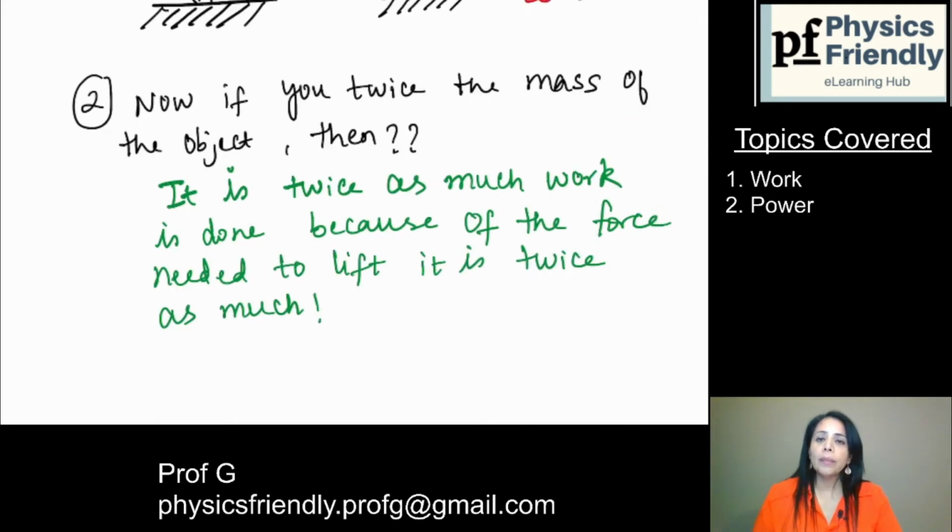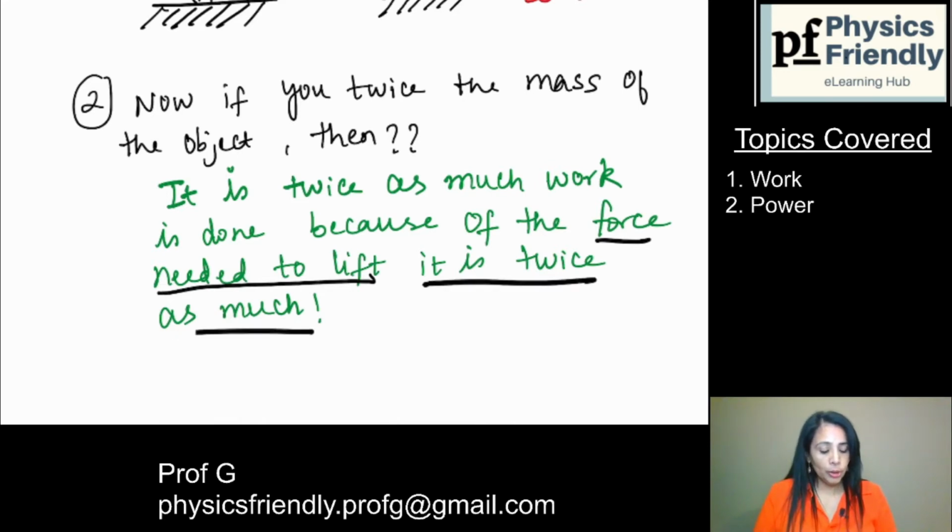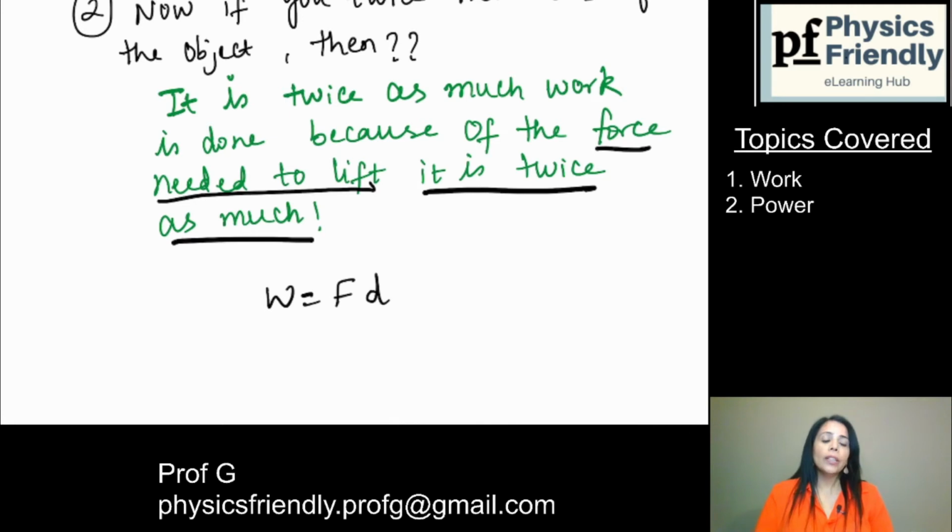Now as a second example, let's look at what happens if we double the mass of the object. What happens to the work? Work is twice as much because the force that's needed to lift the object is twice as much. Now we know work equals force times distance. So let's say I have this particular object.